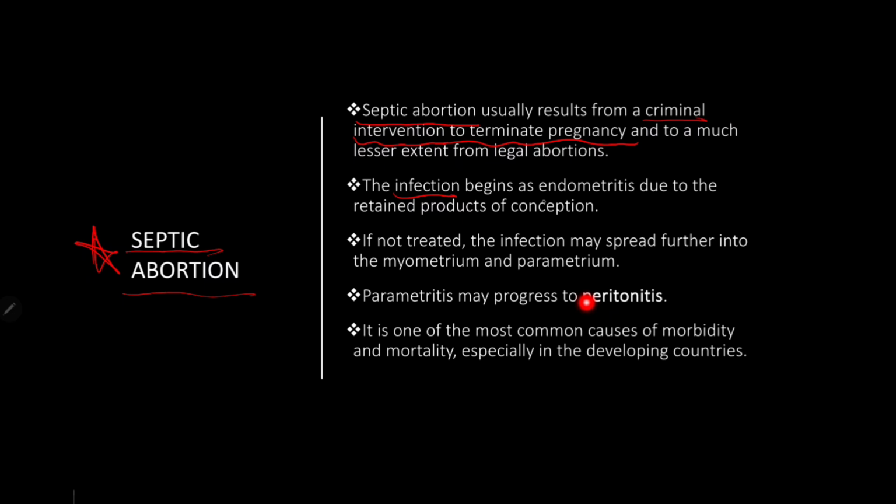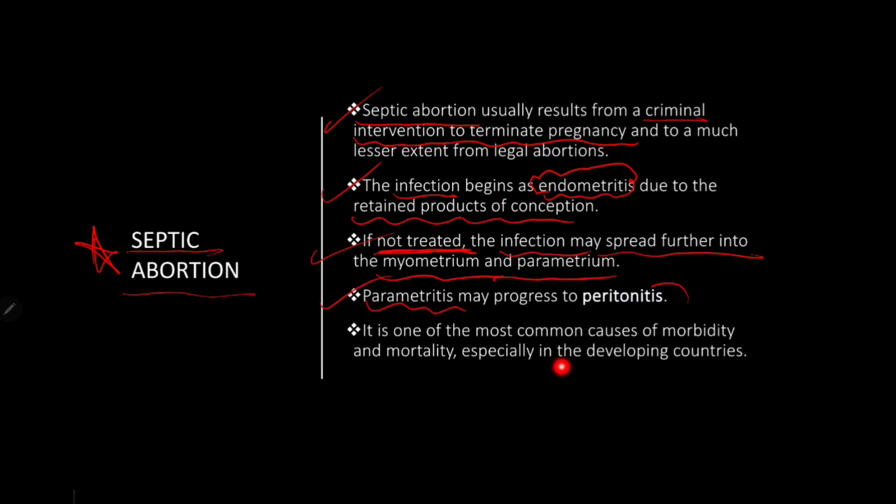So the infection begins as endometritis due to retained products of conception. If not treated, the infection may spread further into the myometrium as well as the parametrium. And parametritis may progress into peritonitis. Very bad.